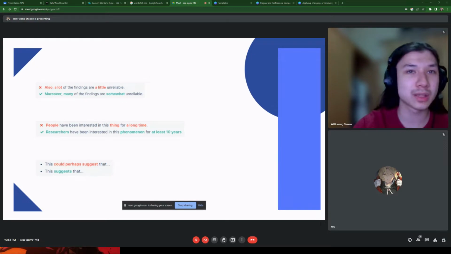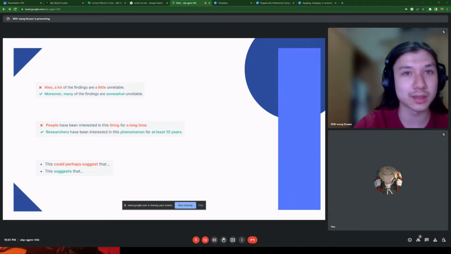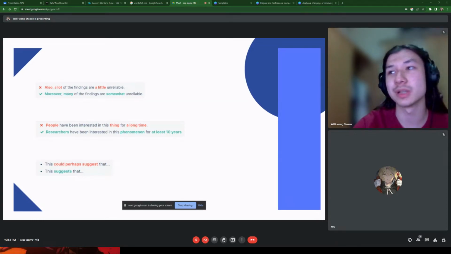All of this means that one should avoid informal language, slang, contractions, cliches, and conversational phrases. Example of these would be this sentence right here. Also, a lot of the findings are a little unreliable. In this sentence, the words also and a lot are not very formal. Also, a little doesn't sound very good. A better way to write this would be, moreover, many of the findings are somewhat unreliable. You see, it sounds a lot better now.